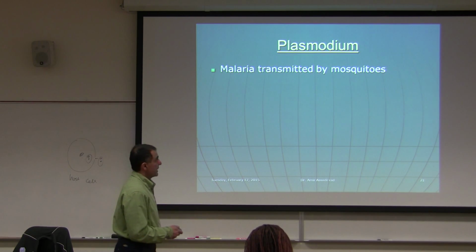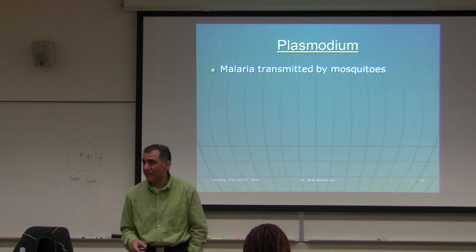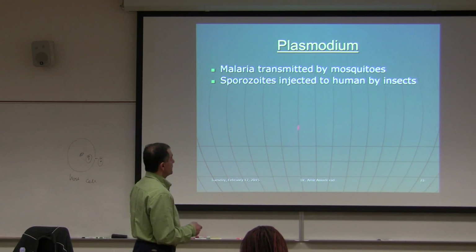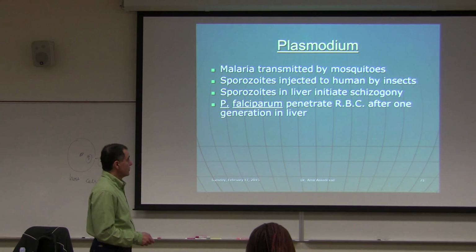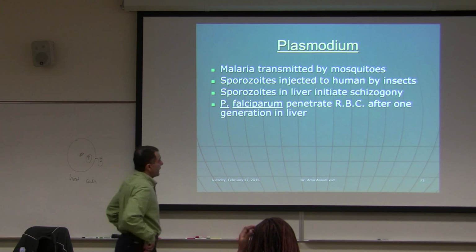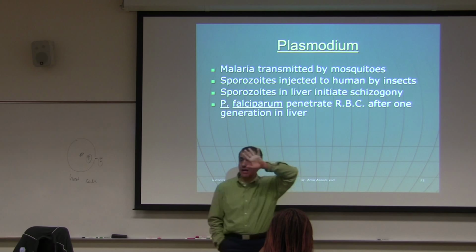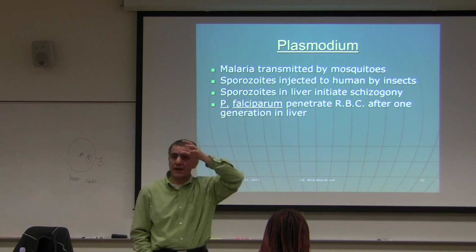Plasmodium, malaria, is transmitted by mosquito, and the name of the mosquito you should know is Anopheles, the female Anopheles. Sporozoites are injected into humans by the insect, and sporozoites in the liver initiate schizogony. I think I'll show you the picture, and it will make sense. Plasmodium falciparum, there are 4 different types of Plasmodium. Plasmodium is the name of the genus of malaria.